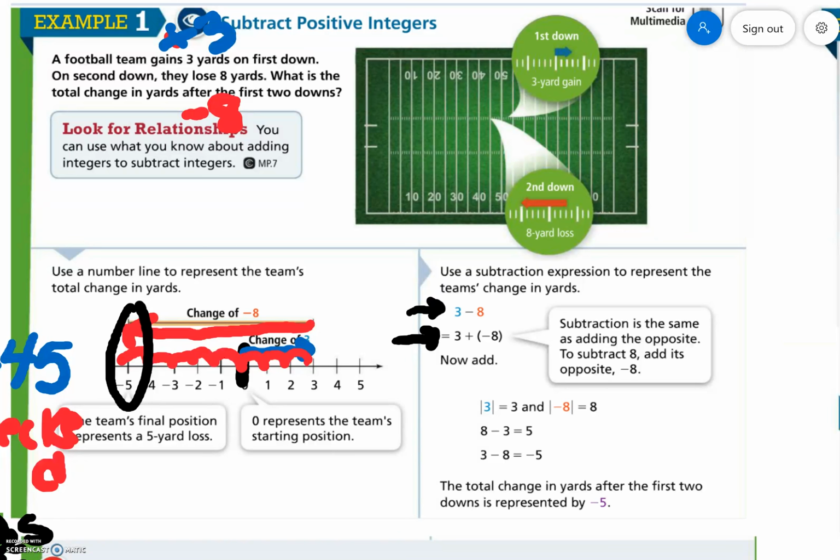If we have a positive 3 and a negative 8, just looking at the numbers and thinking back to last lesson, positive 3, negative 8, what number is bigger, 3 or 8? And the 8, is that positive or negative? So since the 8 is negative, that means our answer, we know, should be negative. So that's another way to check yourself.